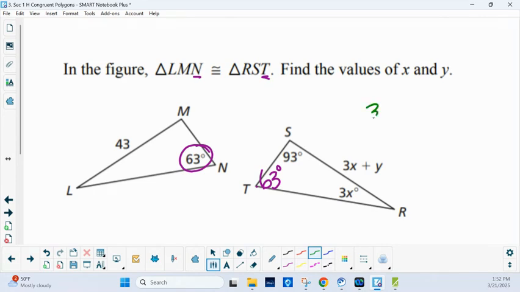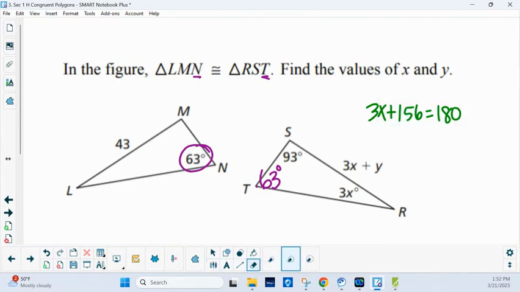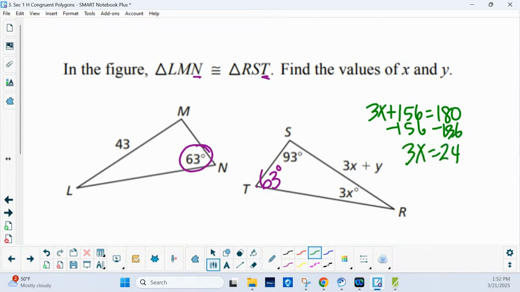180. So we got 3x plus, can someone get a 63 and 93? 156. And that's got to equal 180. Let's just solve that. Minus your 156, what's left? 24. If we divide by 3, x is 8. Okay, so that's part of our answer.